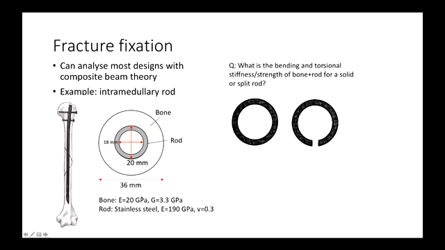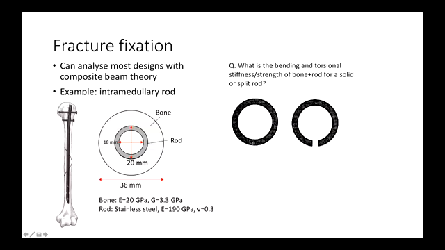They each have different moduli: 20 gigapascals for the bone, shear modulus of 3.3. For the rod, we'll try stainless steel initially, though you could change this for different materials. The point is it's a relatively simple geometry, and we can do analytical calculations to assess the design. So the question is, what is the bending and torsional stiffness and strength of the bone and rod for a solid rod or a split rod?